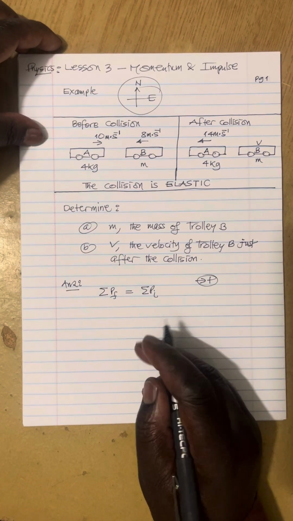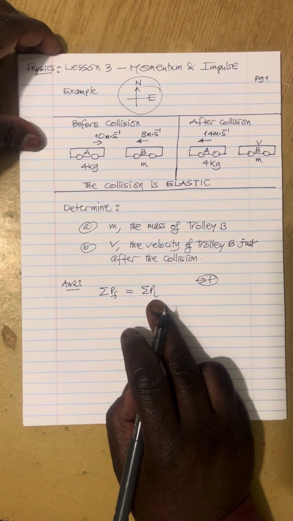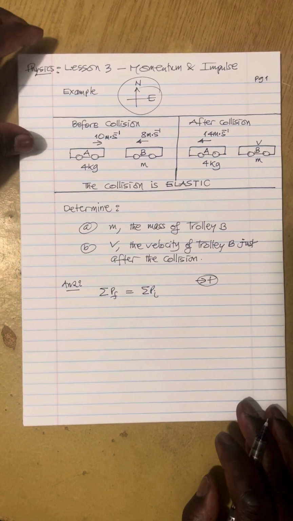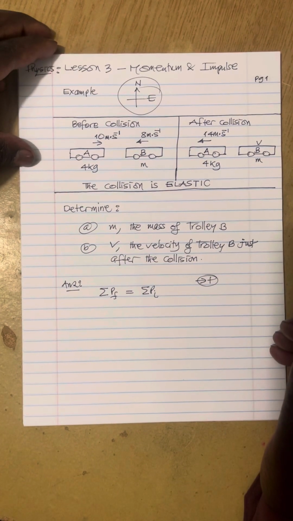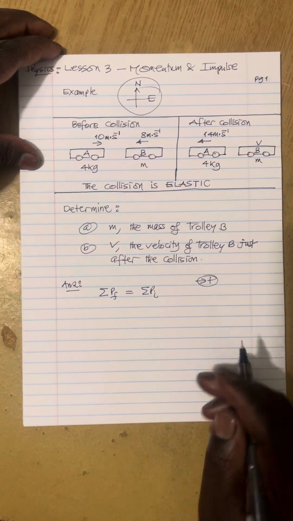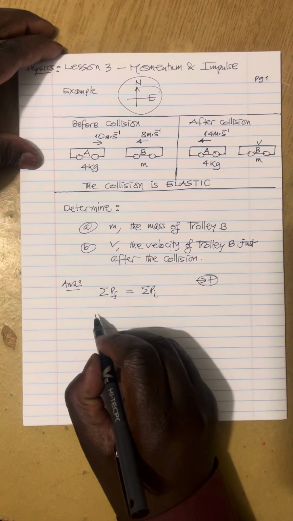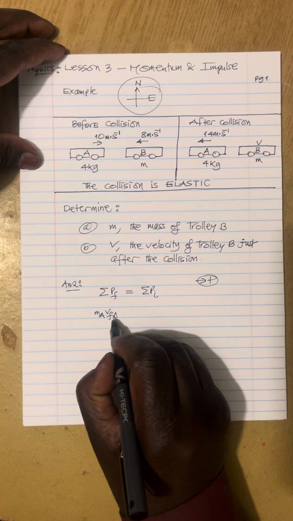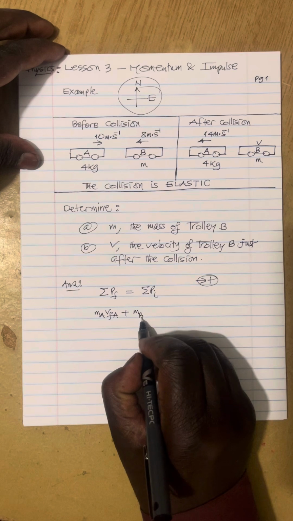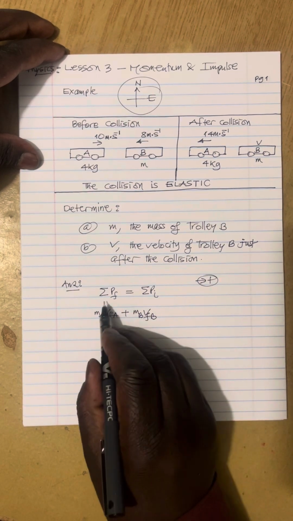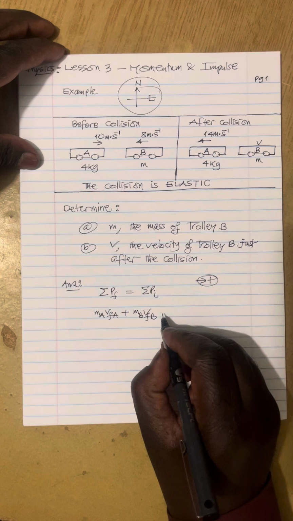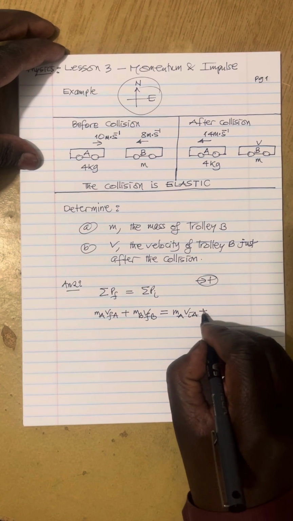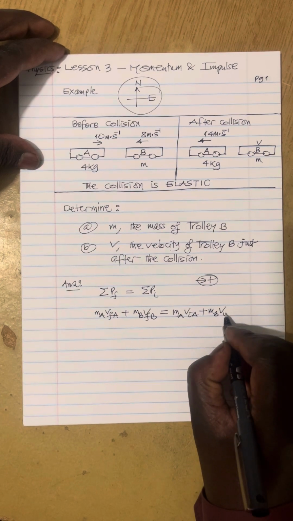So two principles. First principle is conservation of linear momentum. The second principle is the fact that the collision is elastic, and therefore total initial kinetic energy equals total final kinetic energy. So let's start from this one then. So what it means here is mass of trolley A times V final of trolley A plus mass of trolley B times V final of trolley B. That is total final momentum. That should be equal to mass of trolley A times V initial of trolley A plus mass of trolley B times V initial of trolley B.